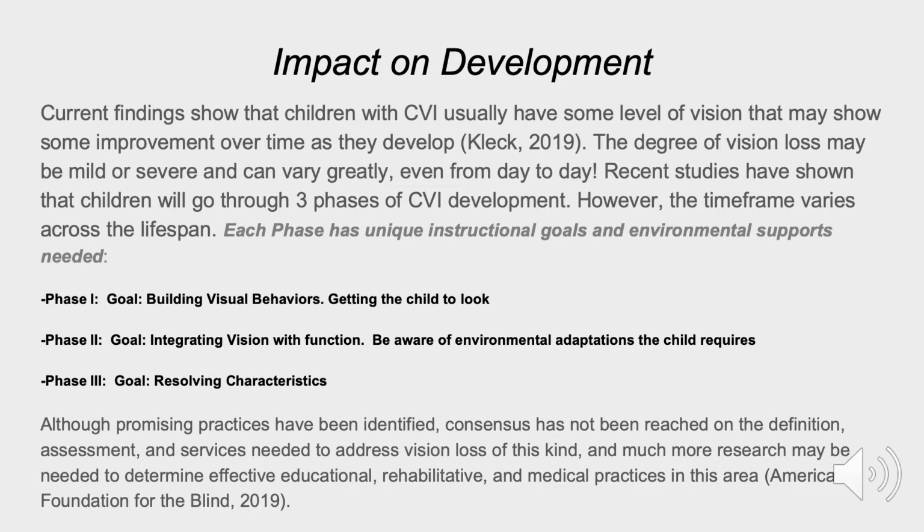Phase 1, goal building visual behaviors, getting the child to look. Phase 2, goal integrating vision with function. Be aware of environmental adaptations the child requires. Finally, phase 3, goal resolving characteristics.